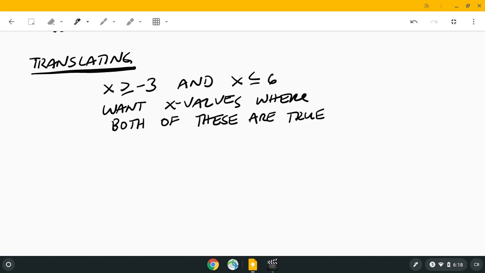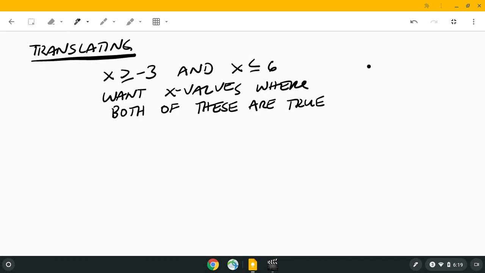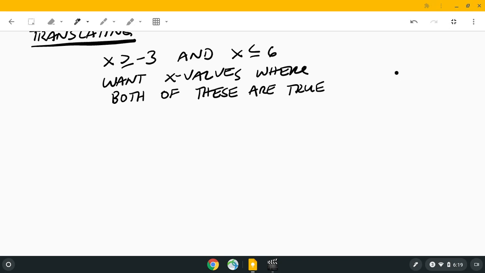Okay, so we want x's that are greater than or equal to -3 and at the same time less than or equal to 6. So that's how we're reading this. We want x values that are greater than or equal to -3 and at the same time less than or equal to 6. So you can kind of imagine that it would be numbers that are in between -3 and 6.